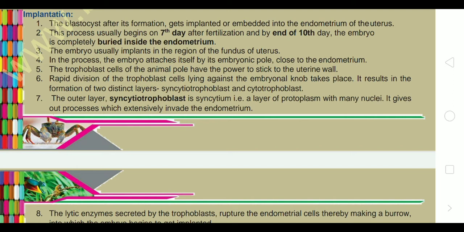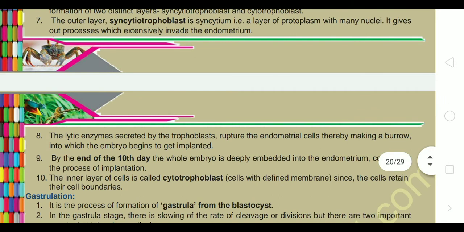In the process, the embryo attaches itself by its embryonic pole, which is close to the endometrium. Trophoblast cells of the embryonic pole have the power to stick to the uterine wall. Rapid division of the trophoblast cells lying against the embryonal lobe results in the formation of 2 distinct layers, that is syncytiotrophoblast and cytotrophoblast. The outer layer, the syncytiotrophoblast or syncytium, means a layer of protoplasm with many nuclei, which gives out processes which extensively invade the endometrium.